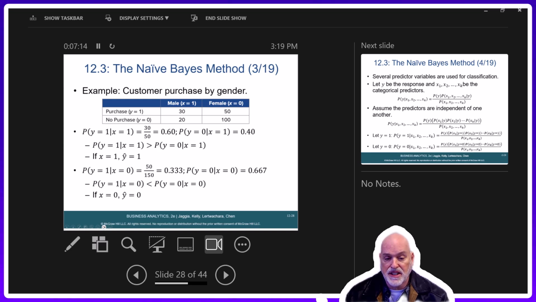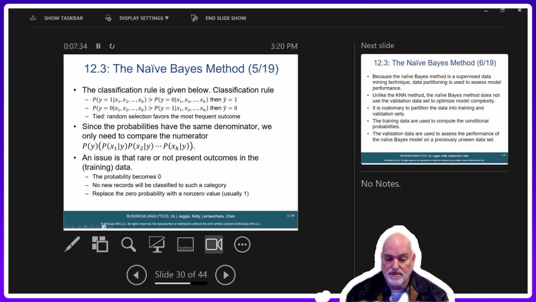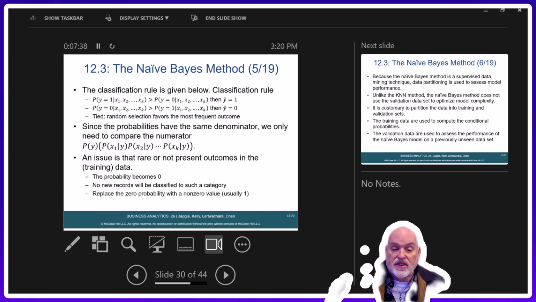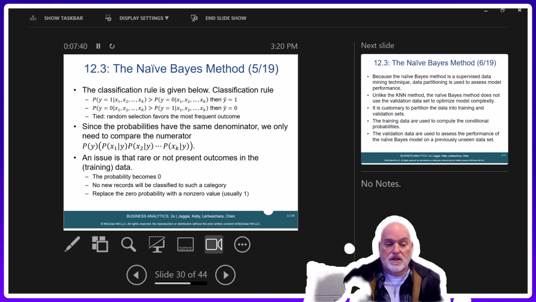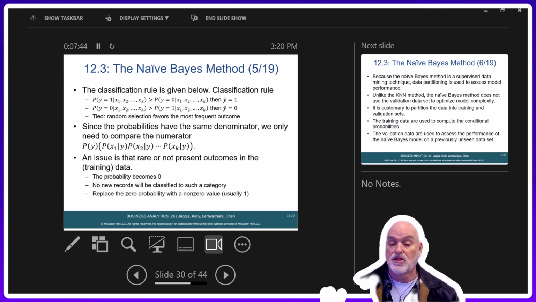You've got your chart here, and then your formulas. Several predictive variables are used for classification. Let Y be the response and X sub 1, X sub 2, etc. be the categorical predictors. Plug in the variables and assume the predictors are independent of one another. The classification rule is given below. The classification rule, this is the formula below. Since the probabilities have the same denominator, we only need to compare the numerator.